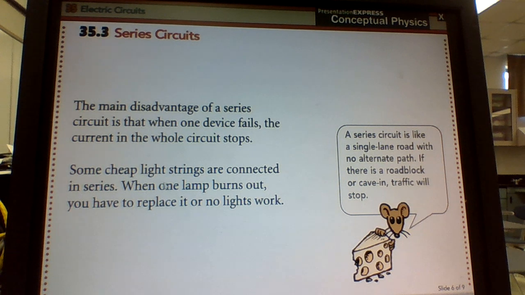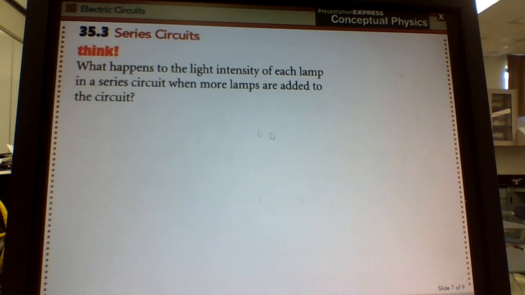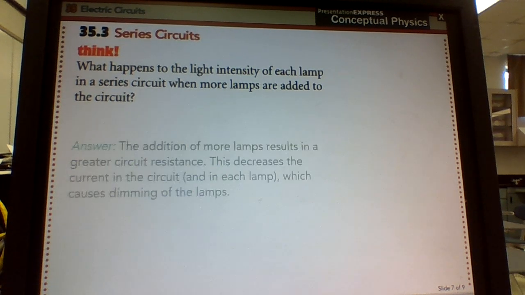Again, the main disadvantage of a series circuit: one device fails, current in the whole circuit stops. Some cheap light strings, again, are connected in series. When one lamp burns out, you have to replace it or it's not going to work. So what happens to the light intensity of each lamp in a series circuit when more lamps get added to the circuit? I add more. What's going to happen is I'm going to see a dimmer and dimmer and dimmer bulb each time I add another bulb.